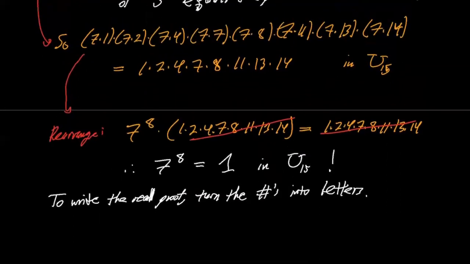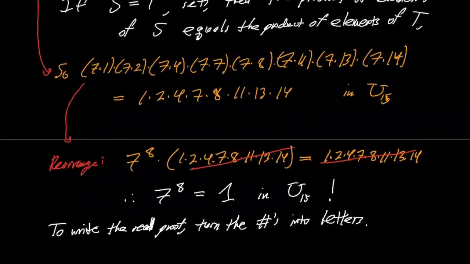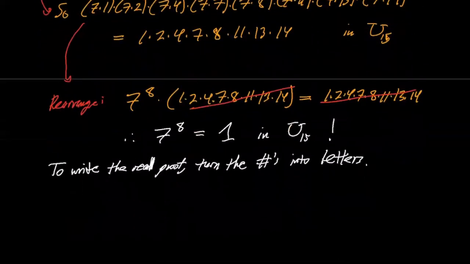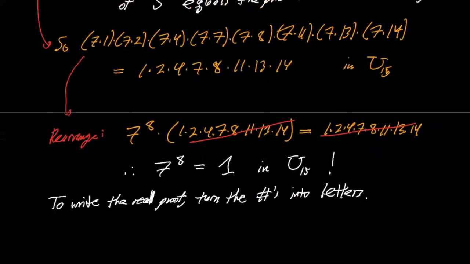And it didn't matter. It just mattered that 7 was chosen as an element of U15, and the 8th power was the number of elements in U15. So that would work for any mod, for any element. The same proof would work. Okay, it feels a little slapdash, but I'm going to stop there.